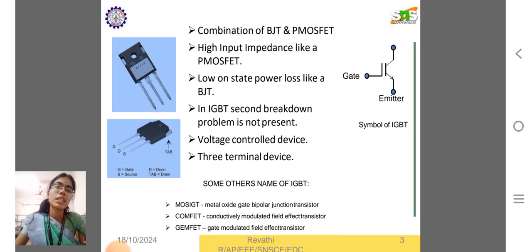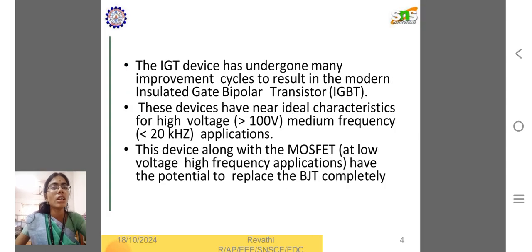Some other names of IGBTs are metal oxide gate bipolar junction transistor, conductivity modulated field effect transistor, and gate modulated field effect transistor, where the IGT device has undergone many improvement cycles to result in the modern insulated gate bipolar transistor, IGBT. These devices have near ideal characteristics for high voltage, more than 100 volts, and medium frequency, less than 20 kilohertz applications. This device, along with the MOSFET at low voltage, high frequency applications, has the potential to replace the BJT completely.